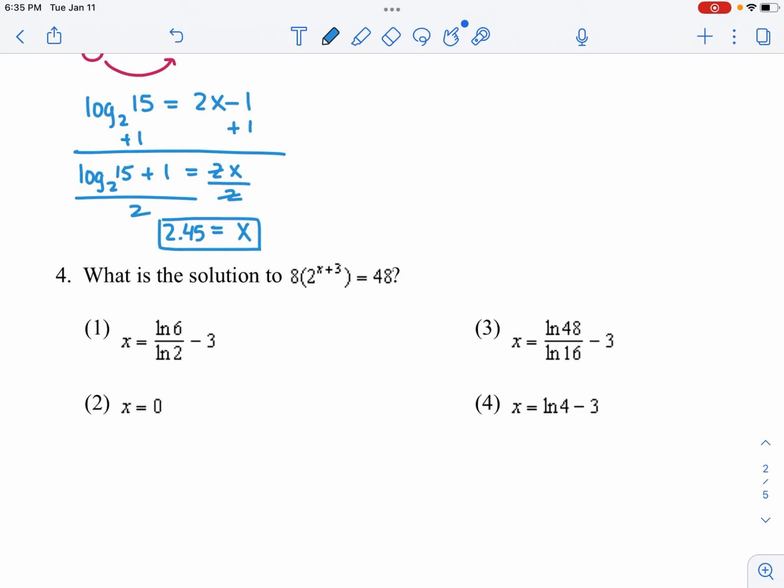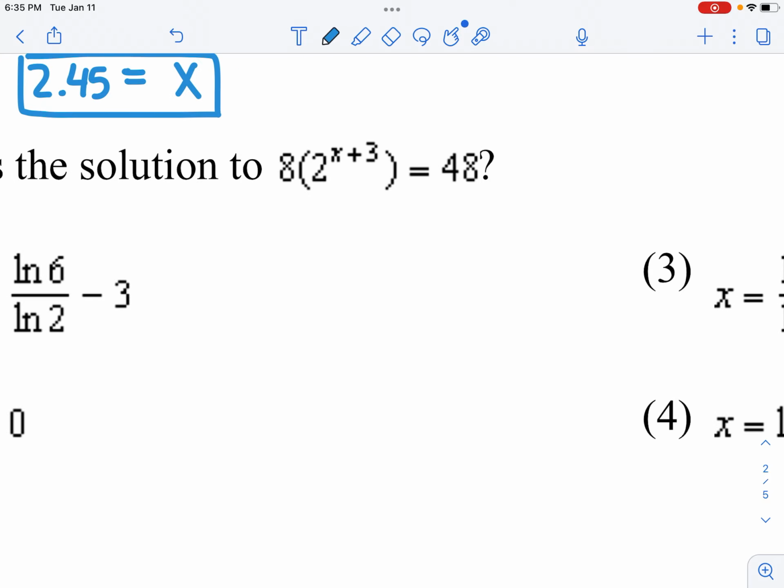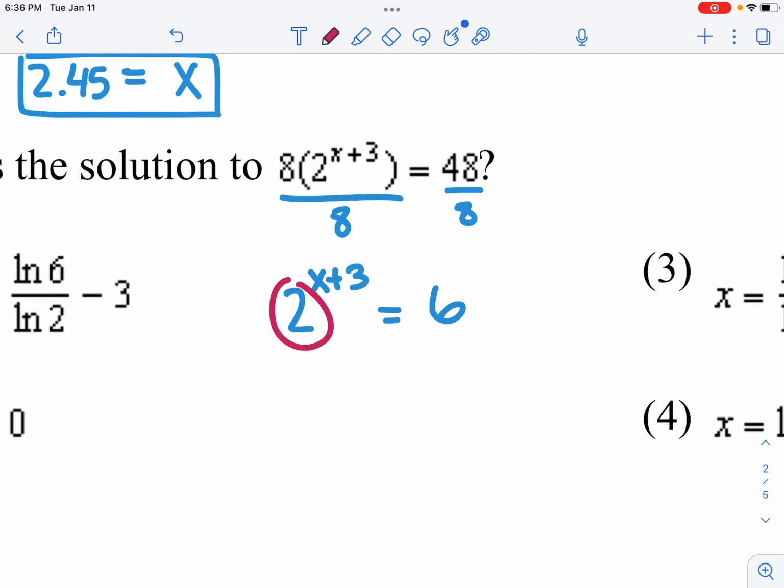Okay, last question here. This one's multiple choice. I'm just going to zoom in for a second on the question. So we're going to want to isolate that base of 2. So step 1, we're going to divide by 8. So we get 2 to the power of x plus 3 is equal to 6. Now we're ready to convert forms.